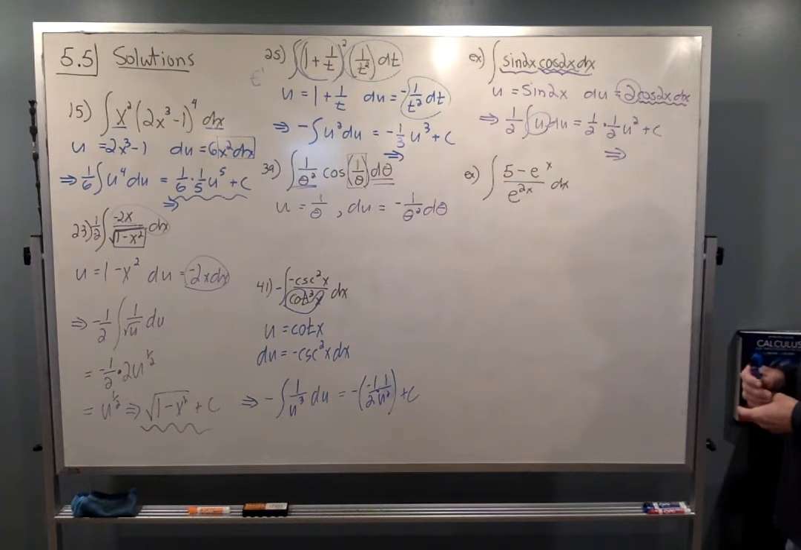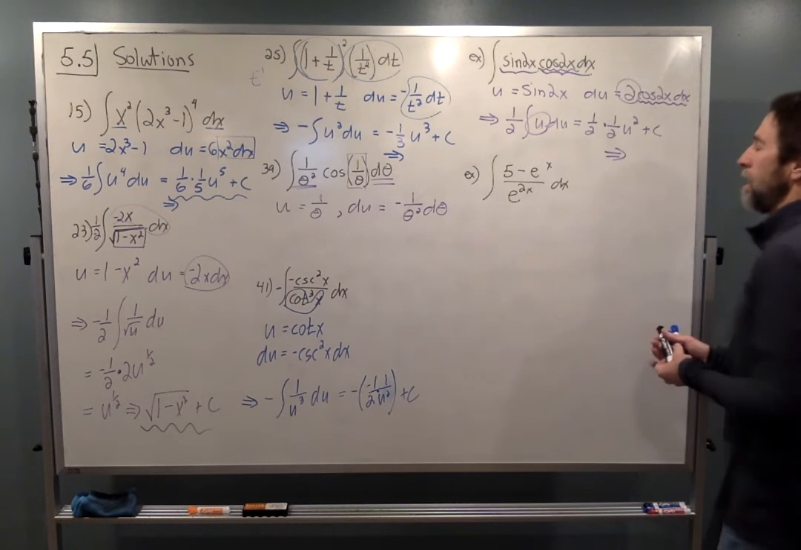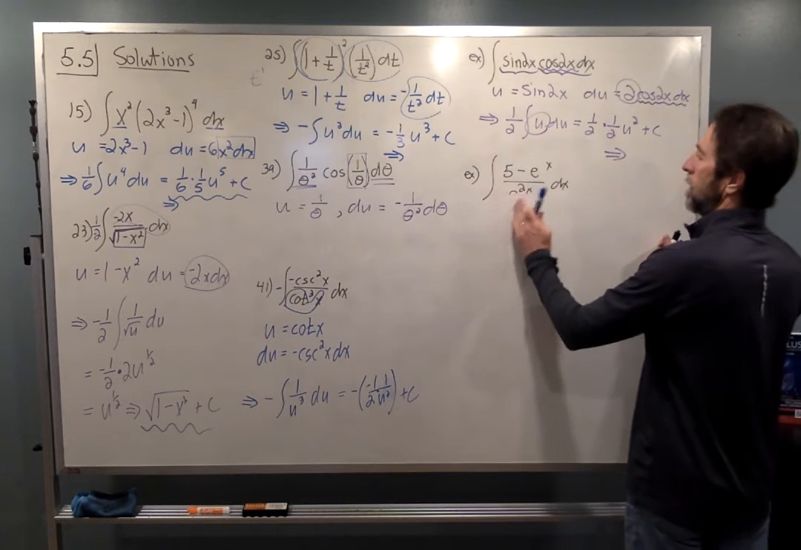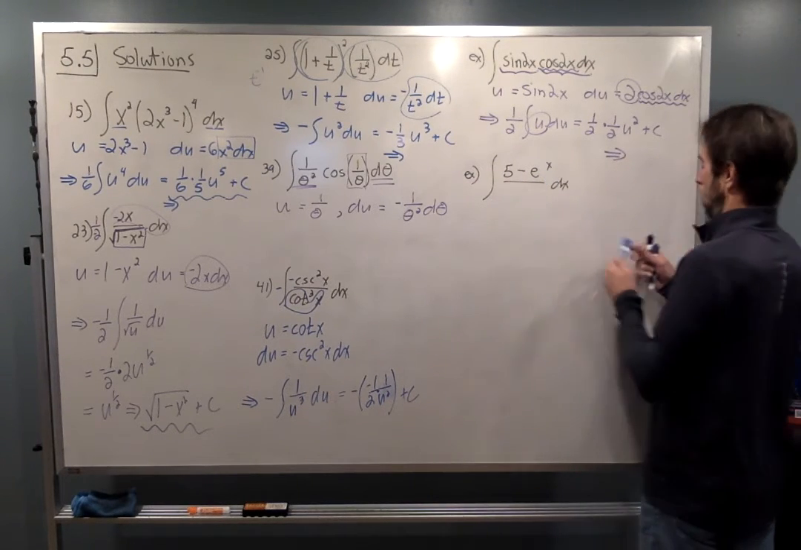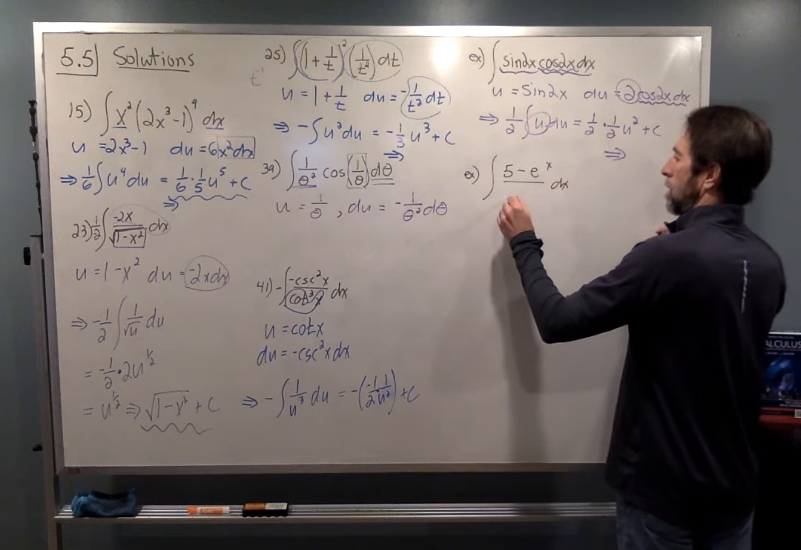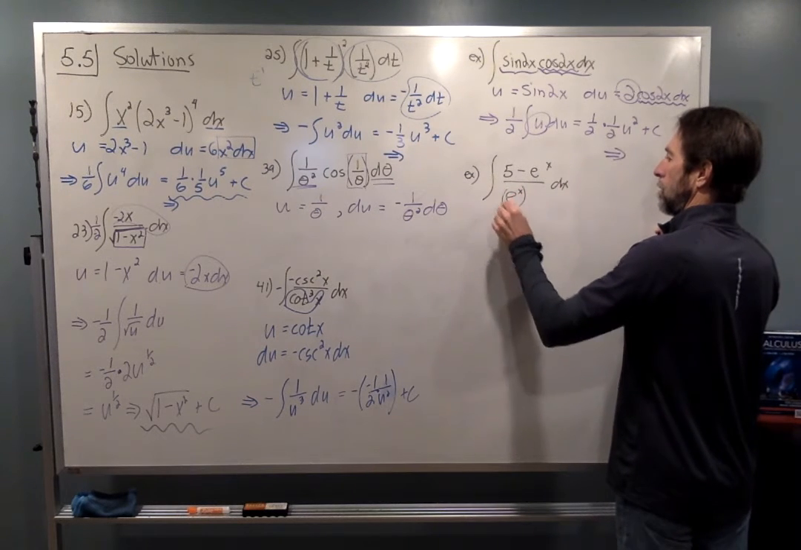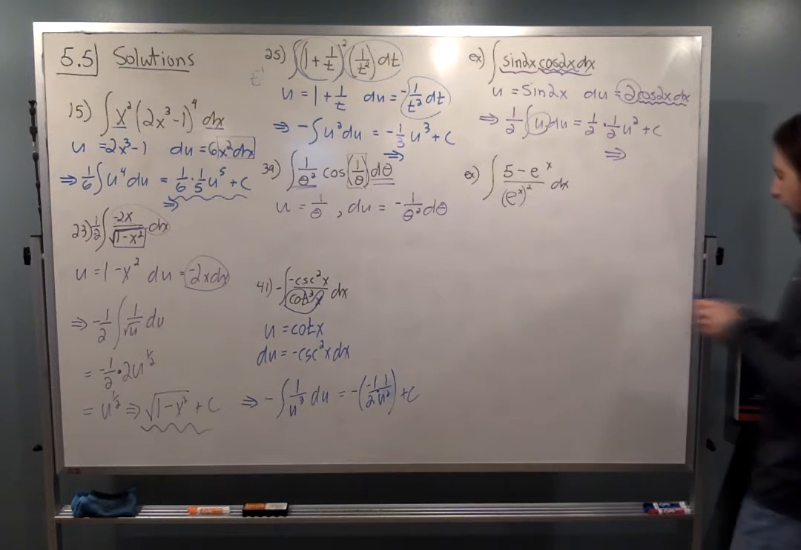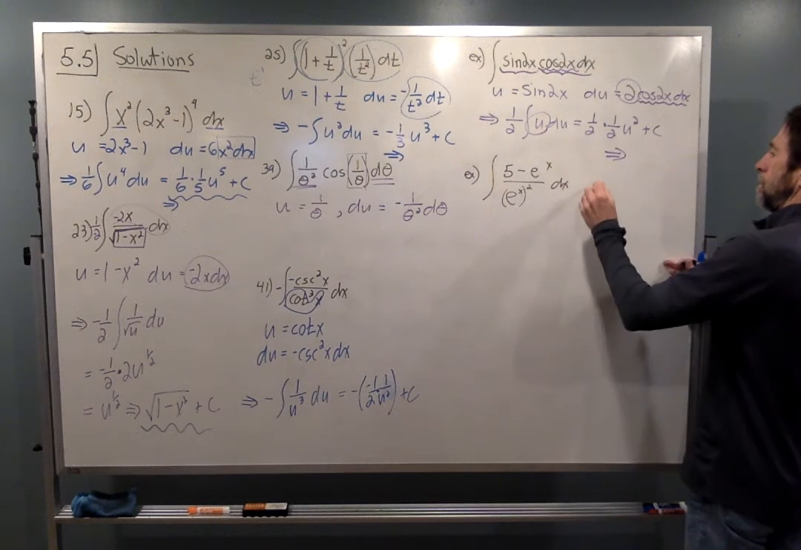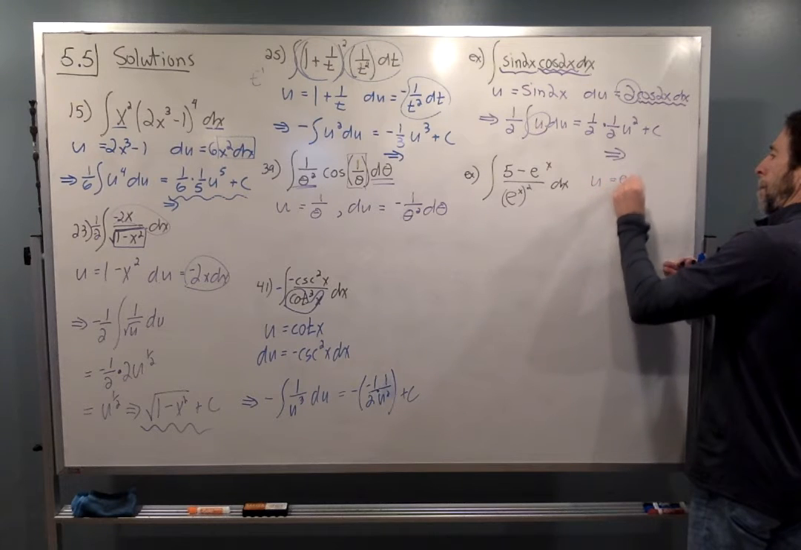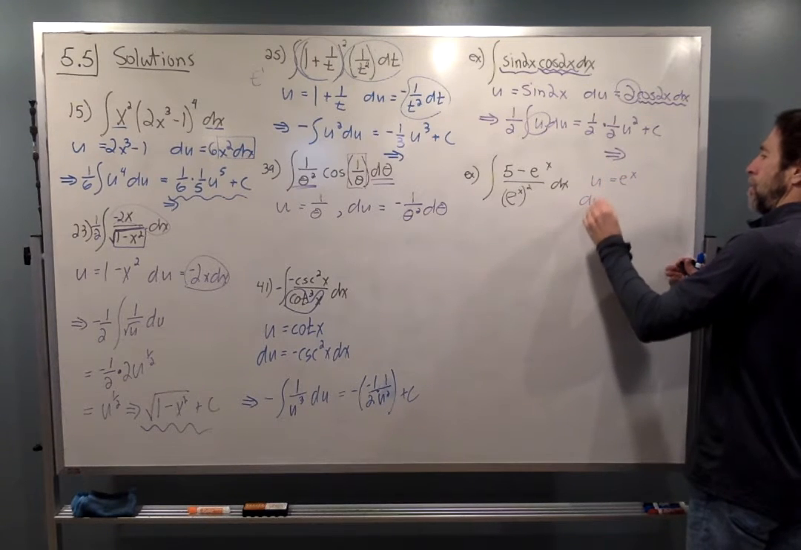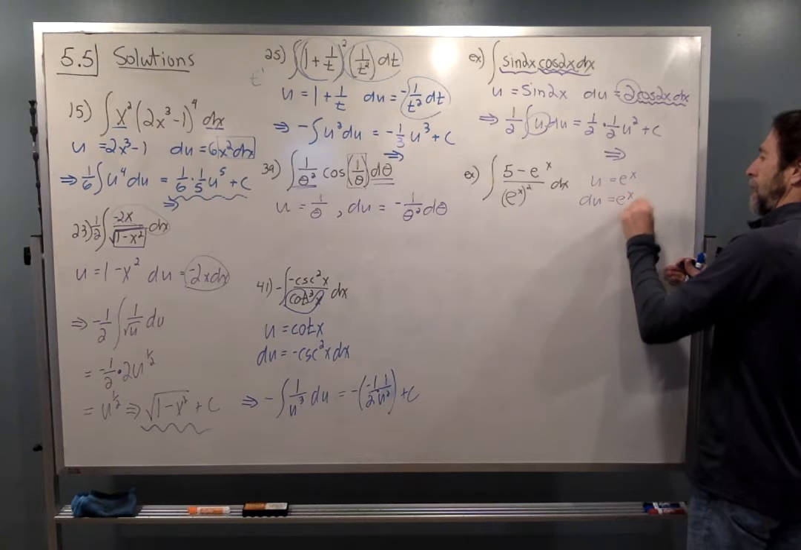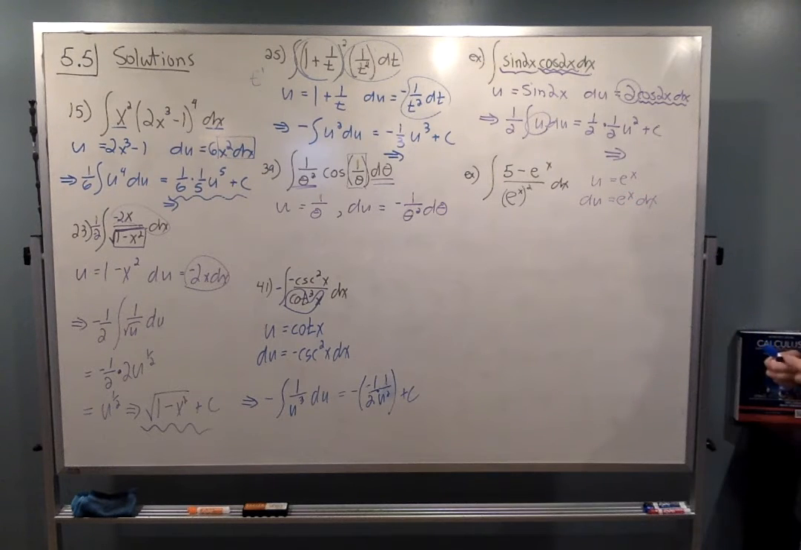All right, the next one. 5 minus e to the x over e to the 2x. In this case, we want to think of this e to the 2x as really e to the x squared. Okay, so if I would let u be e to the x, du happens to also be e to the x dx. So if we let this play out, let's see what happens.